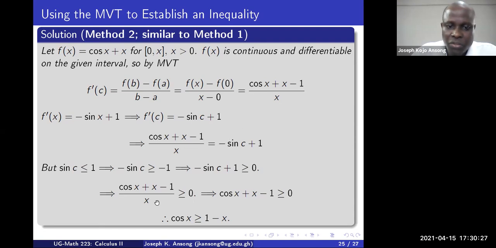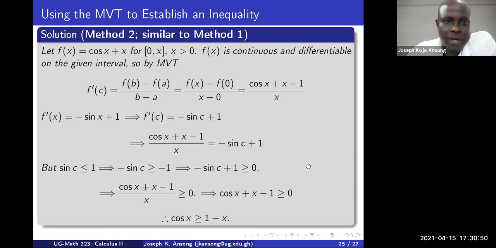Again, you can multiply through by x, and you have cos x plus x minus 1 is greater or equal to 0. Then you can take these expressions to this side, and that gives you cos x is greater or equal to 1 minus x, as we wanted to derive. So this method 2 is basically very similar to method 1. You just choose different functions, okay? And that is how you prove it.